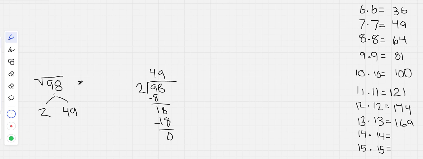So we can rewrite our equation as the square root of 49 times 2. Make sure that's all underneath the radical, which could be, and this is a multiplication symbol, this should be a dot here, not a dash. Then we can rewrite that as the square root of 49 times square root of 2.